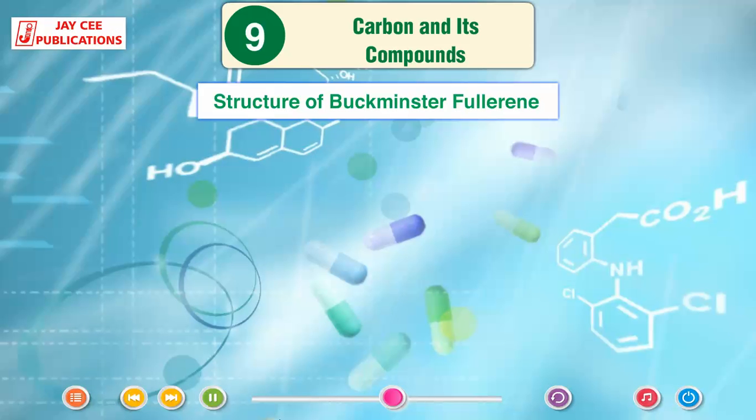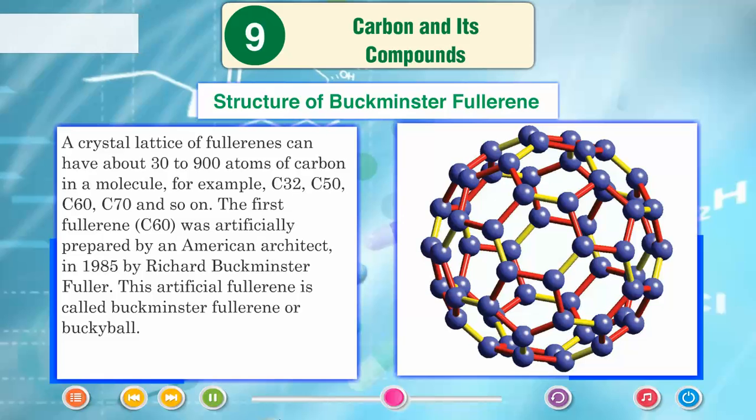Structure of Buckminster fullerene. A crystal lattice of fullerenes can have about 30 to 900 atoms of carbon in a molecule, for example C32, C50, C60, C70 and so on.